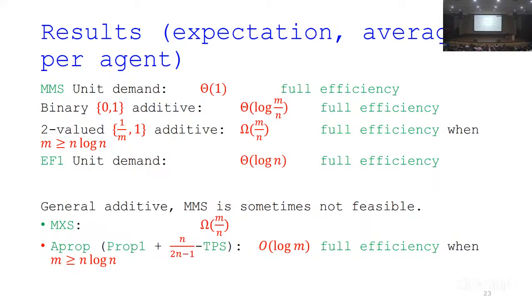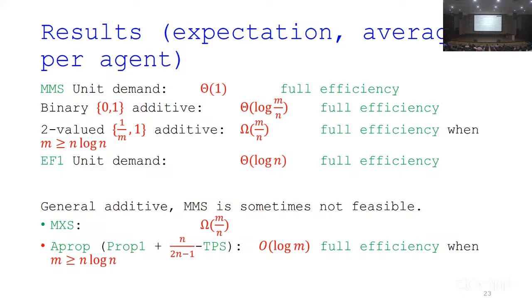For binary additive, so each item has values 0 or 1, and the valuation is additive. In this case, it's log m over n bits that you need to transmit. So if m is, let's say, linear in n, if the number of items is linear in the number of agents, it's still a constant number of bits per agent. But if you do a slight change, if the item of value 0, instead of having value 0, has very small value, let's say 1 over m, meaning that even all the small items combined are not worth even just one large item, then if you insist on MMS, this dramatically changes the communication complexity. You have an exponential jump from log m over n to m over n.